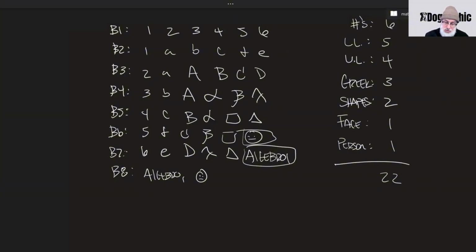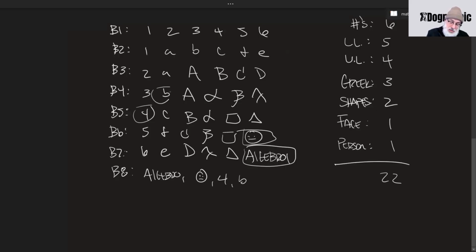a number. Let's pick a number. So now I have 4. So box 8 has algebra, smiley face, and the number 4. I can use a lowercase letter. Yep. So we can't pick C. We can't pick D. We can't pick E. But we can pick B. B works because we haven't used a Greek letter and an uppercase letter.